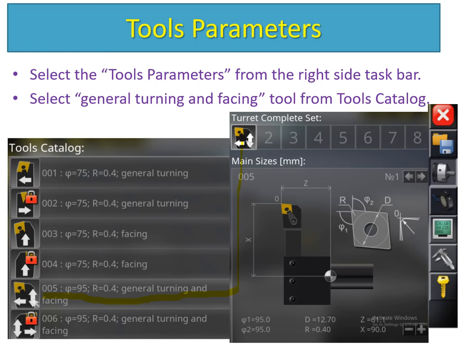You can see that there are options for selecting other tools like 2, 3, 4, 5. These are used for selecting multiple tools. Like you have studied that in the tool post, multiple tools can be adjusted at one time. So this option is used for multiple tool selection.